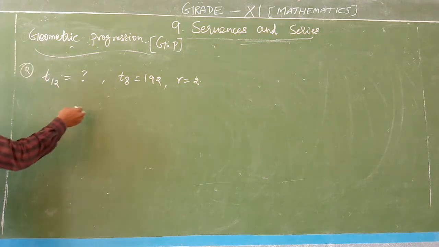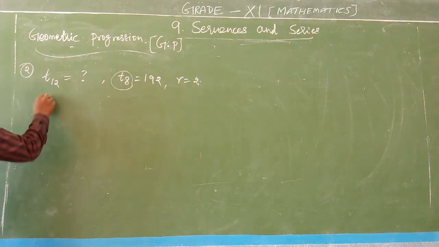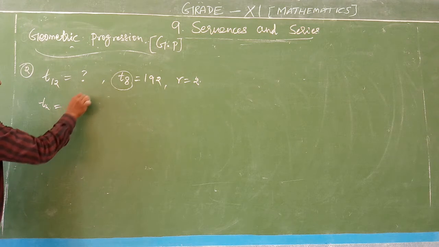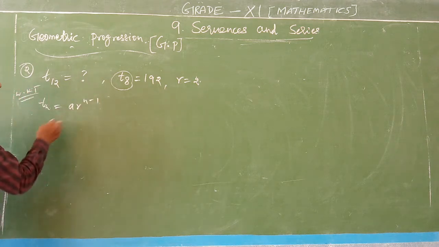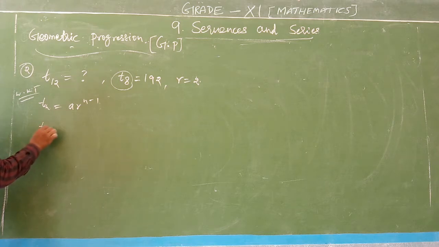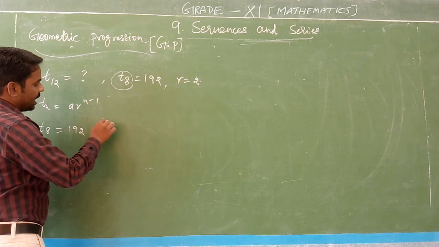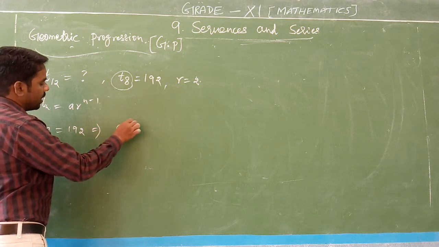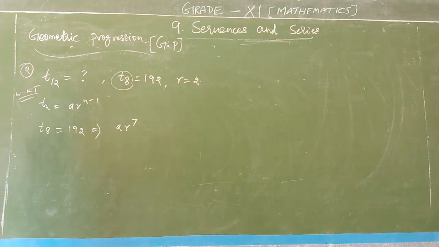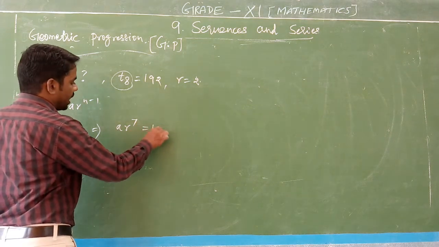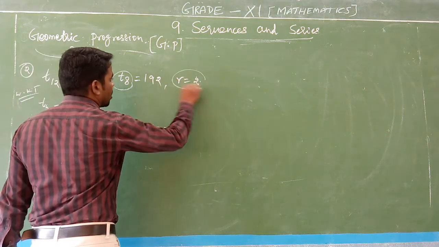We know that Tn is a r power n minus 1. Here T8 equal to 192 is written as a r power 8 minus 1, that is 7, equal to 192.